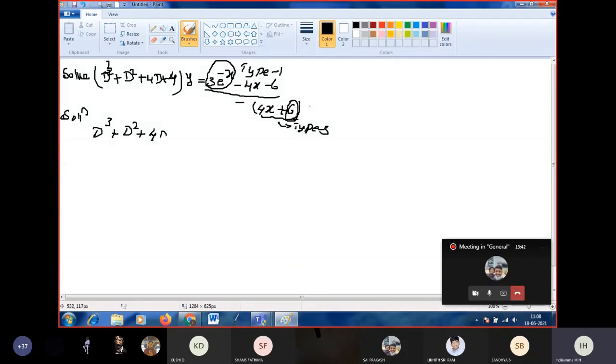Instead of that, I am combining 4x plus 6 and making it a type 3. Anyhow, you want to apply type 3 for 4x, and again you want to apply type 1 for 6, so it will take more time. Instead of that, we can combine and it becomes a polynomial. 4x plus 6 is a polynomial, right? Yes. We can combine and make it a single type.